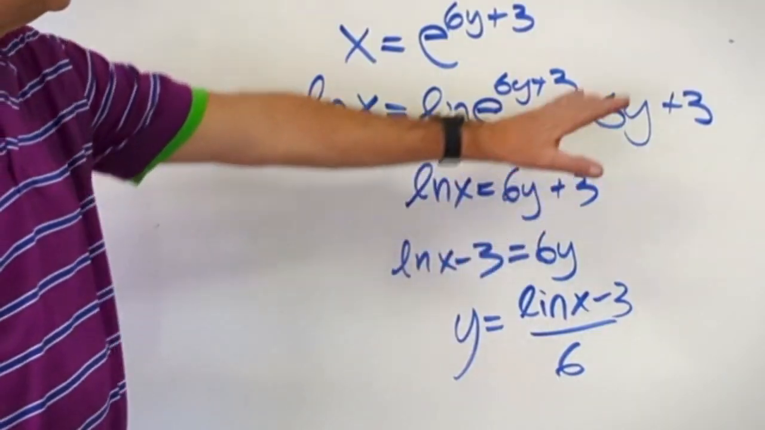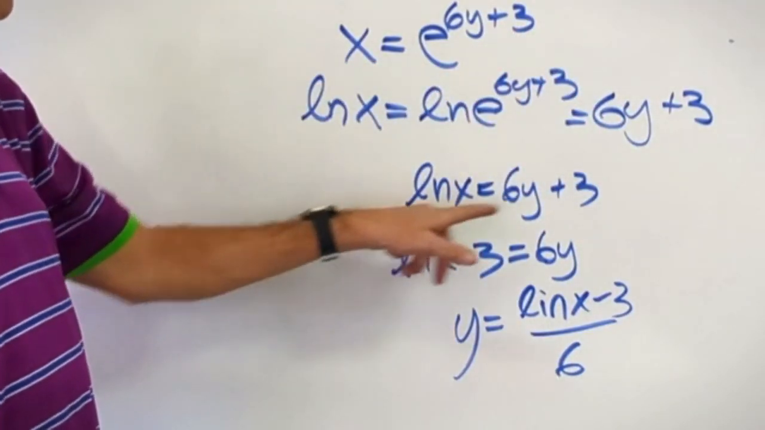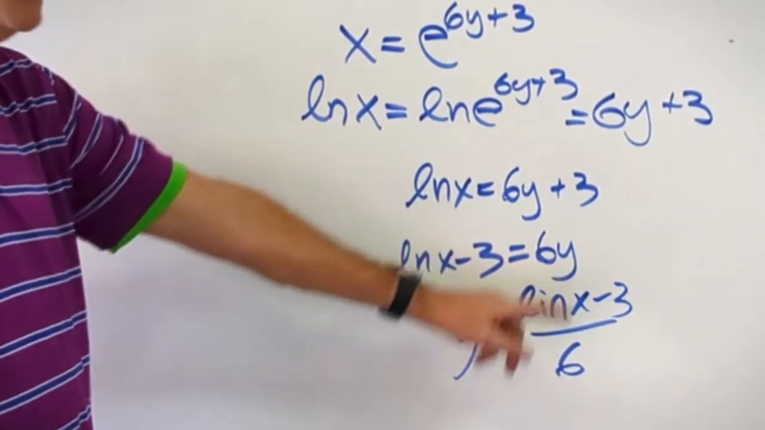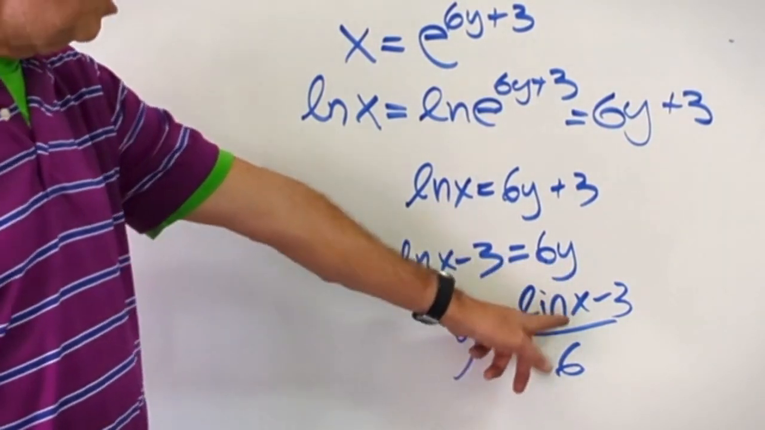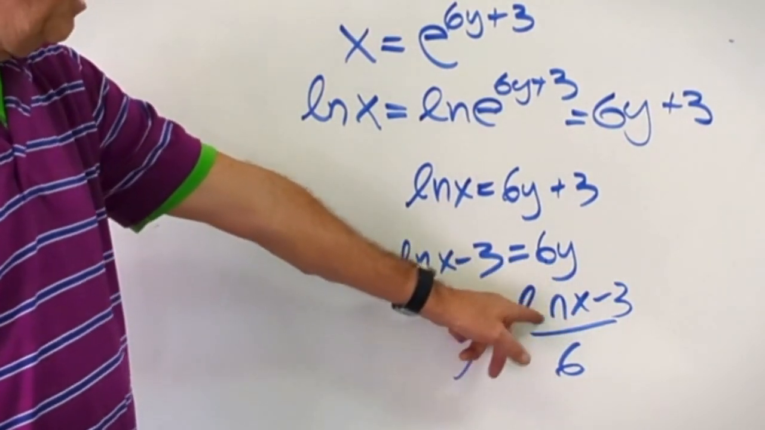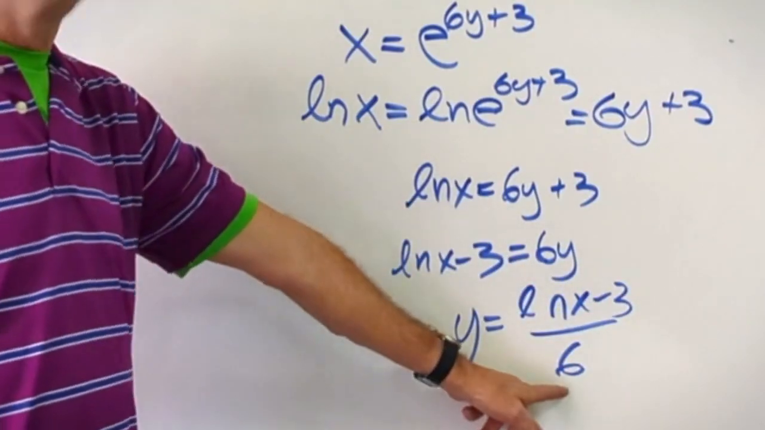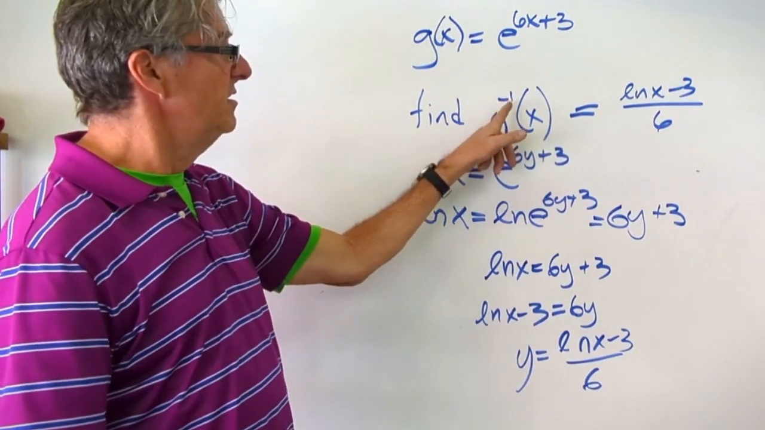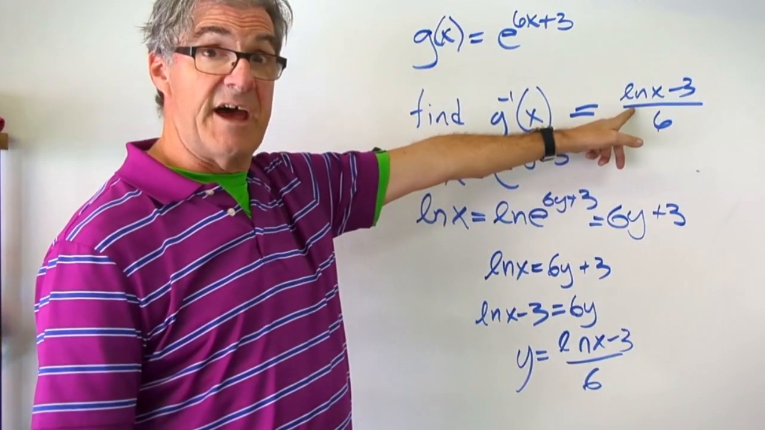I rewrote my equation, got the middle part out. So I have natural log of x equals 6y plus 3. Subtracted 3 from both sides, divided through by 6, and I get y equals the natural log of x, that's just ln, natural log of x minus 3 over 6. So there is my inverse function. g inverse of x is that.